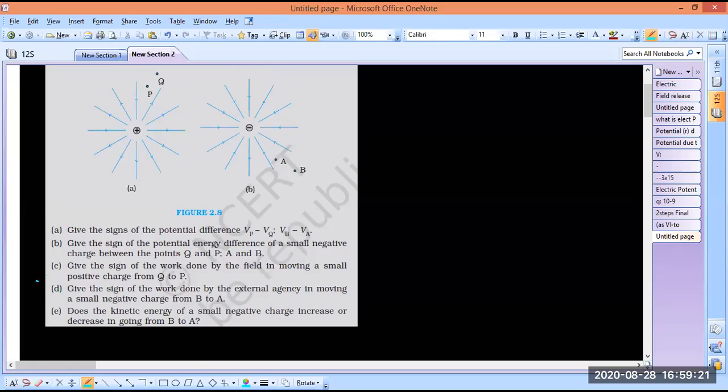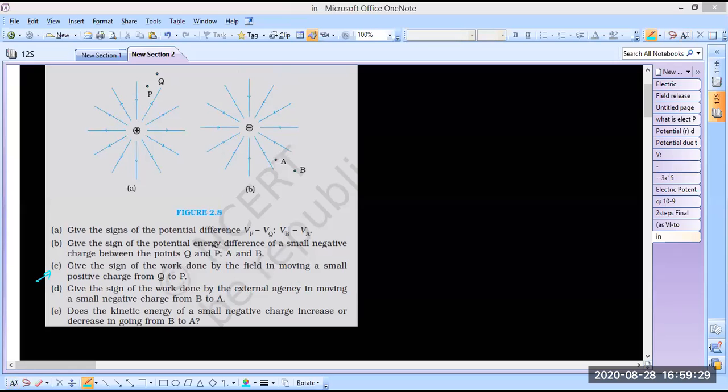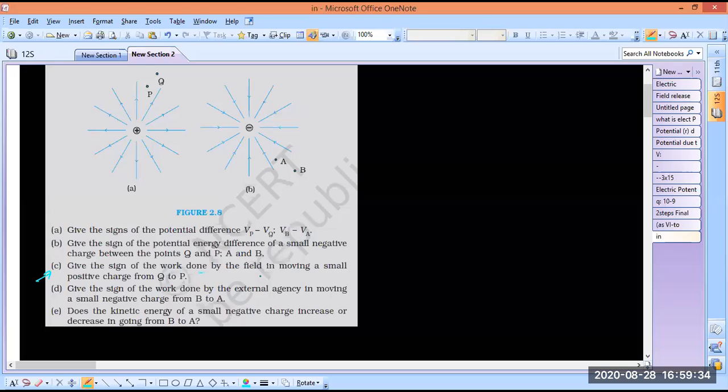Okay, C. Give the sign of work done by field. Here it is written, work done by field means we have to find work done by electric field in moving a small positive charge from Q to P. I hope you all remember this. Work done by system is minus delta U in going from Q to P. So I should be writing UP minus UQ.